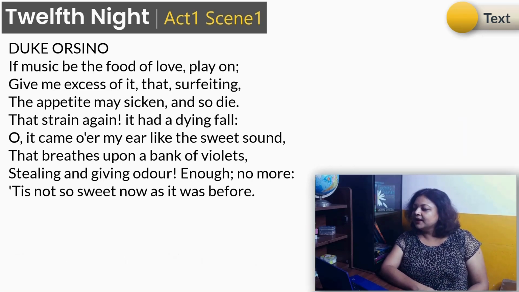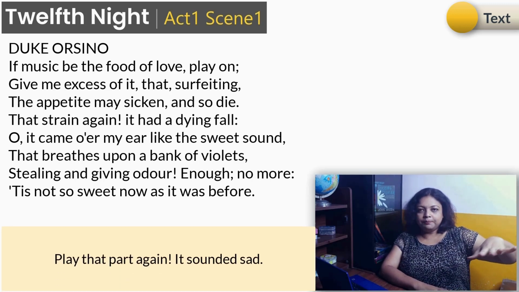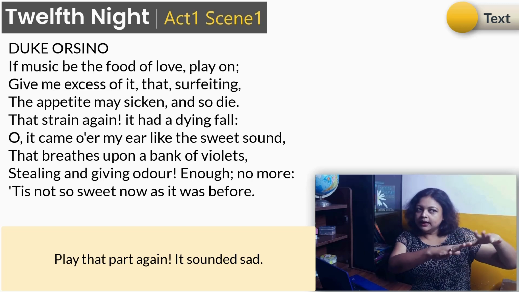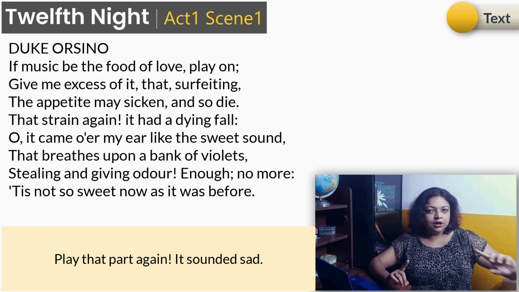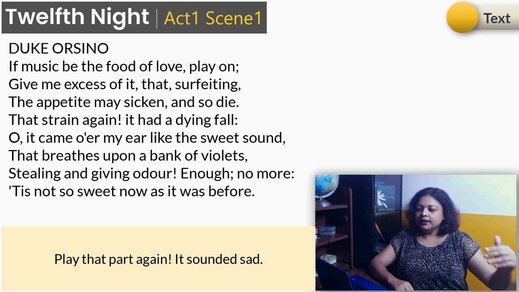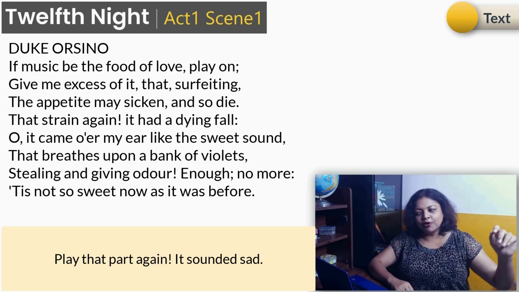And he says, "that strain again." So the musicians are playing some musical instrument, and while playing, at this moment they have played one single tone which he likes a lot. So he is directly asking them to play it again. "That strain again, it had a dying fall."